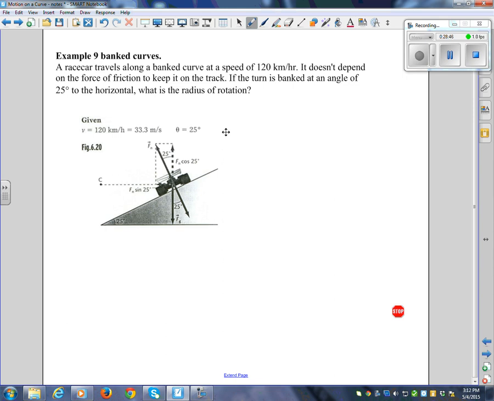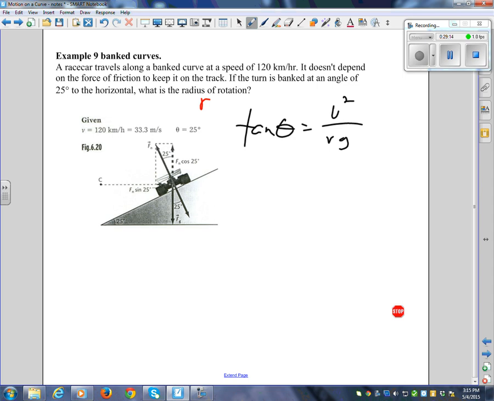A race car travels along a banked curve at a speed of 120. It doesn't depend on the force of friction. If the turn is banked at an angle of 25, what is the radius of rotation? So this time you're solving for the R. Go. All you need to do is be able to apply tan theta equals V squared over RG, right? Okay, so we're solving now for the R.